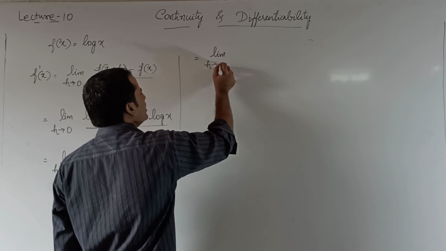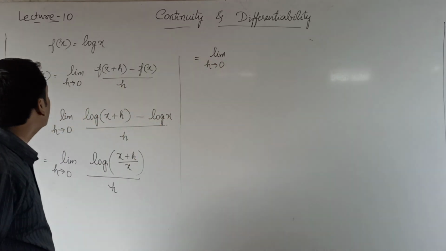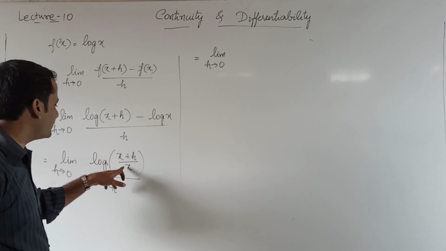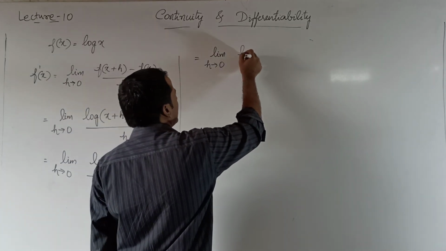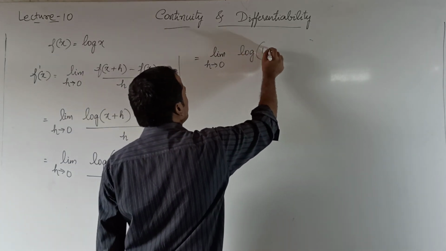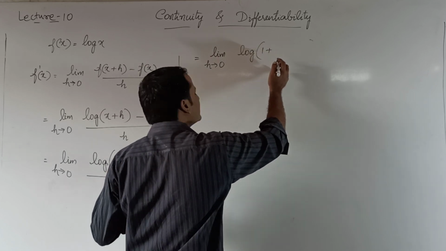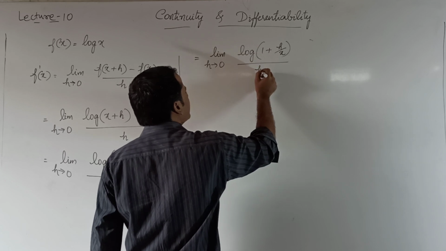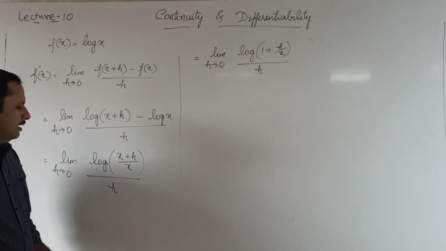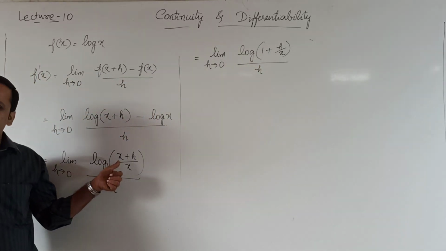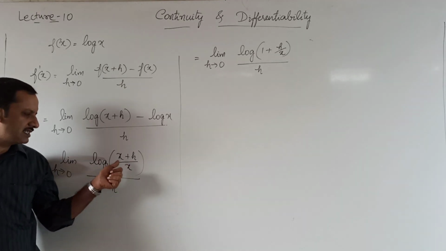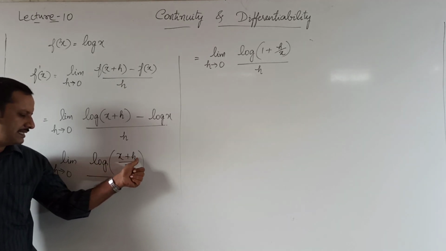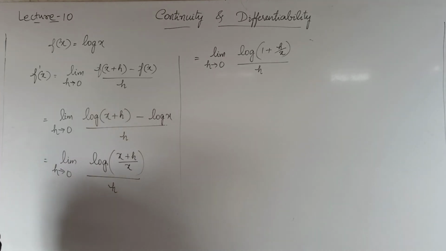limit h tends to 0. H tends to 0. Log x plus h by x. I'll write this as log of 1 plus x by x plus h by x. H by x divided by h. Okay? I am splitting this as x by x plus h by x. X by x will give you 1 plus h by x divided by h.